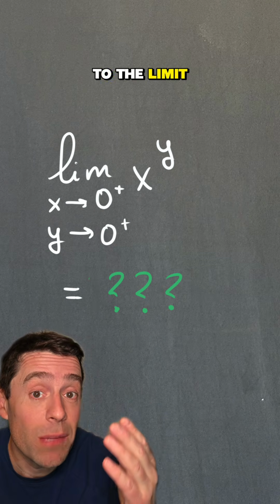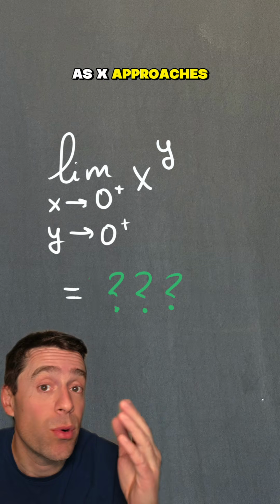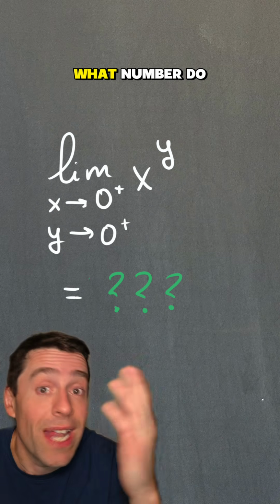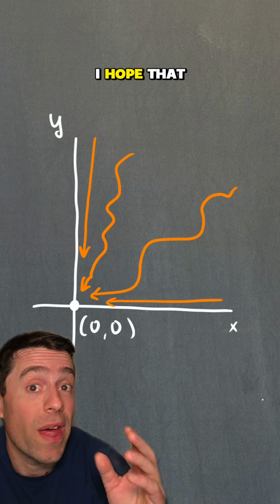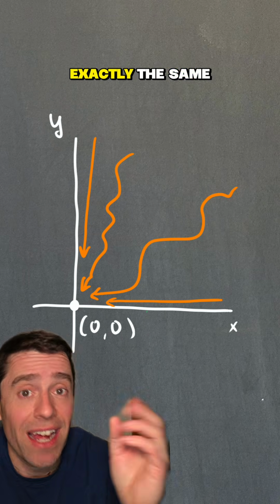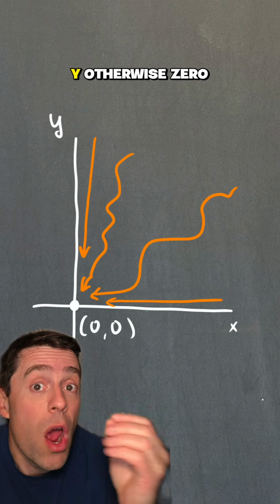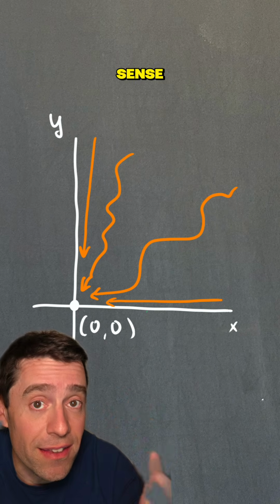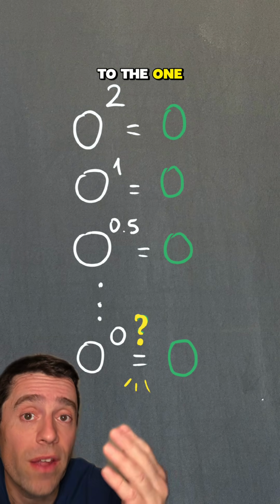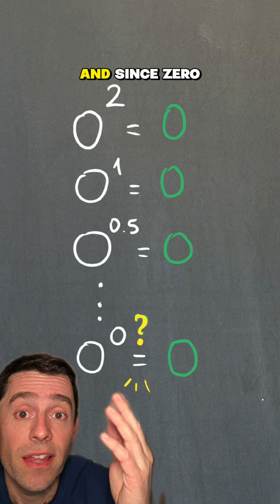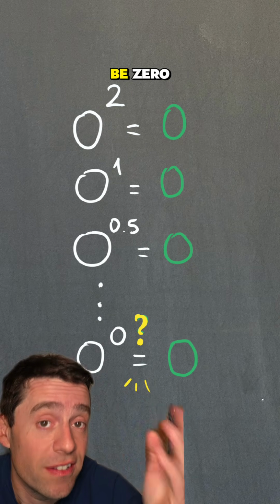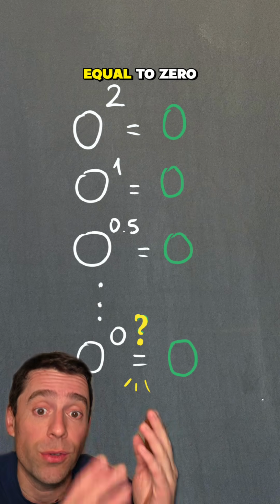So what happens to the limit of the function x to the y as x approaches 0 from the right and y approaches 0 from the right? What number do I get? Like before, I hope that no matter how I approach 0, 0 in the first quadrant, I get exactly the same value for the limit of x to the y. Otherwise, 0 to the 0 would not make sense. For example, I can approach 0 to the 0 as 0 to the 2, 0 to the 1, 0 to the 0.5, etc. And since 0 to any positive number is 0, the limit in that case will be 0. So is 0 to the 0 equal to 0?